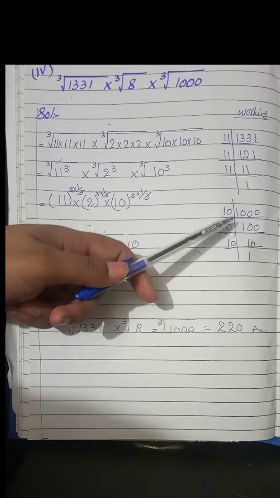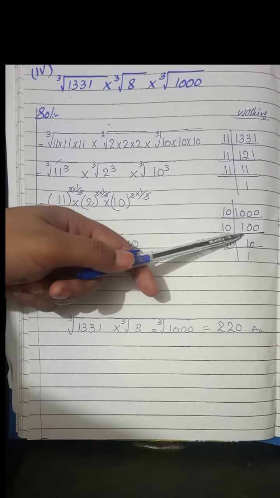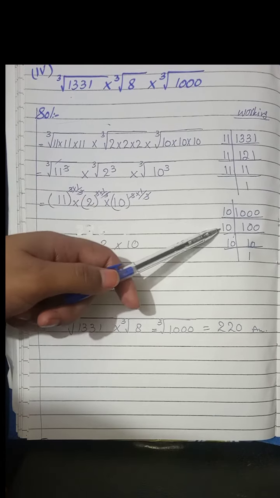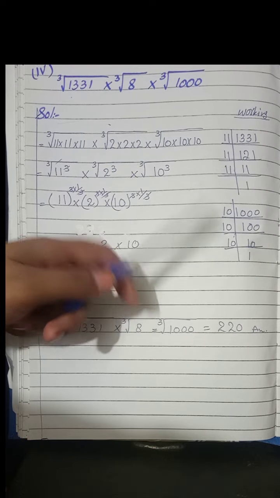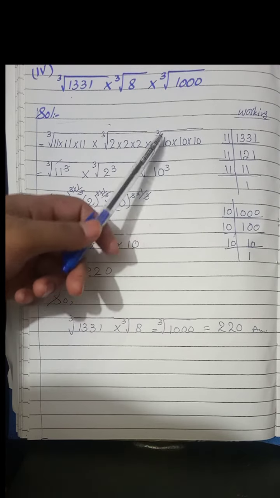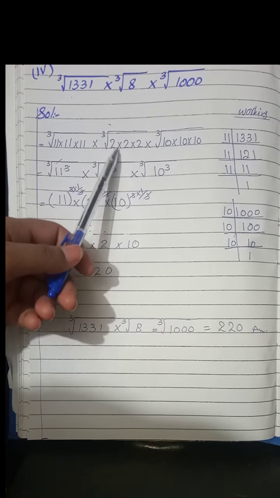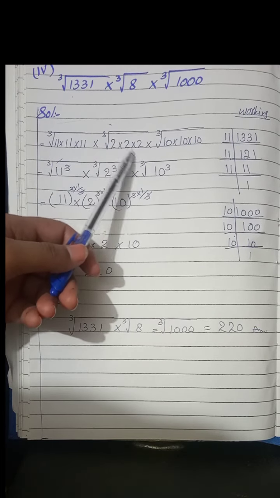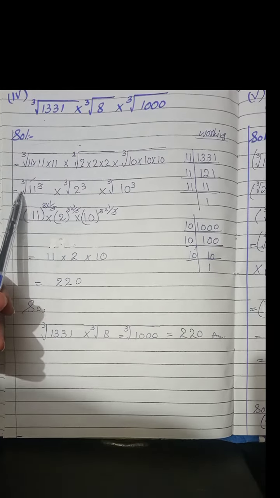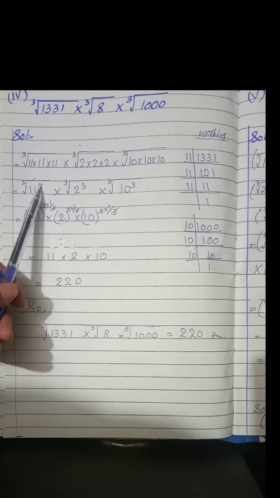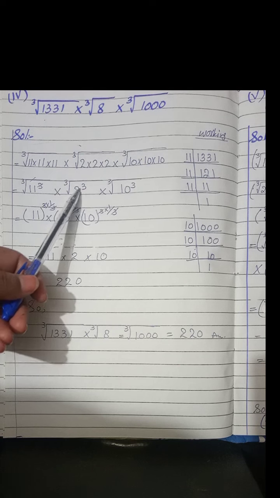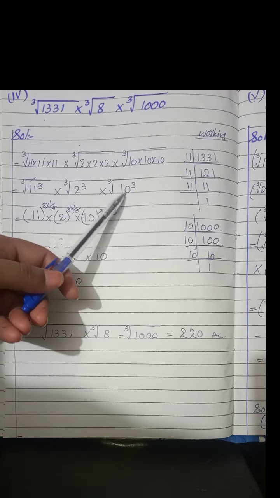Similarly, factorization of 1000, we factorize by 10. 10 1s are 10 and the zeros are brought down, 10 1s are 10, 10 1s are 10. We have the cube of 10. And the factorization of 8, we have 2 multiplied by 2 multiplied by 2. It means we have cube root of 11 cube multiplied by cube root of 2 cube multiplied by cube root of 10 cube.